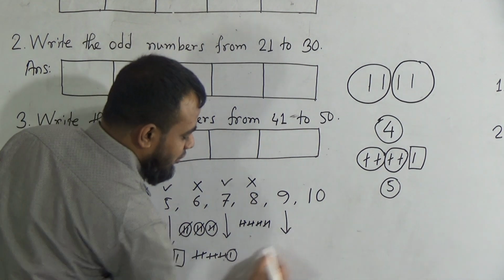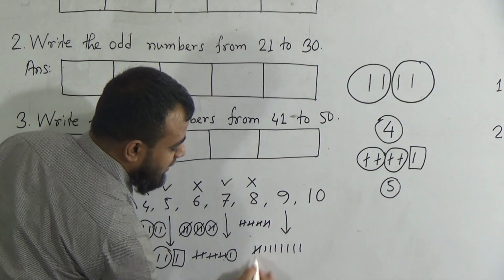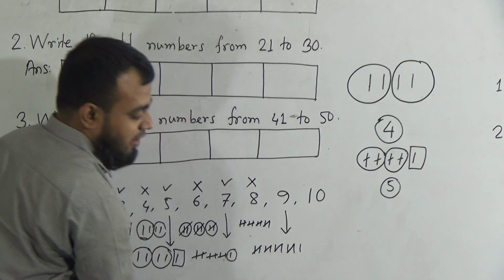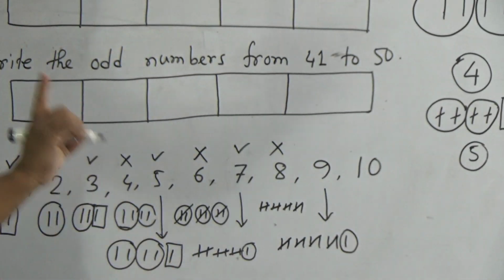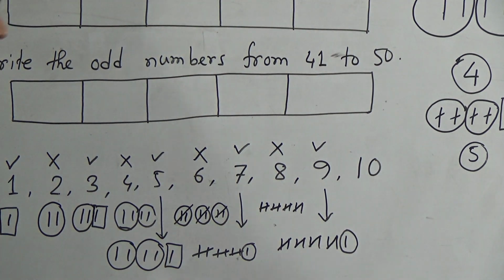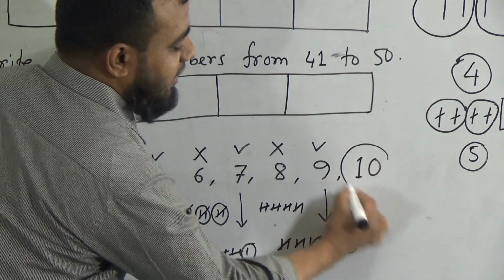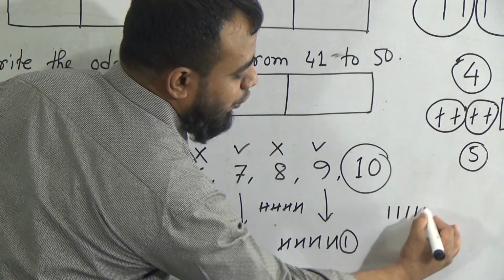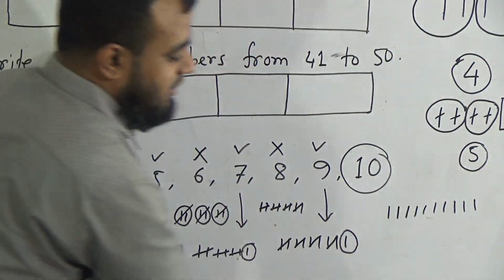Again, 9. 1 2 3 4 5 6 7 8 9. Now these 2 make a pair, these 2 make a pair, these 2 make a pair, these 2 also can make a pair, but one stick is alone, that's why 9 can't make a pair. 9 is an odd number. Okay, now my dear students, come on to number 10. There are 10 sticks. 1, 2, 3, 4, 5, 6, 7, 8, 9, 10. Now look at the sticks.